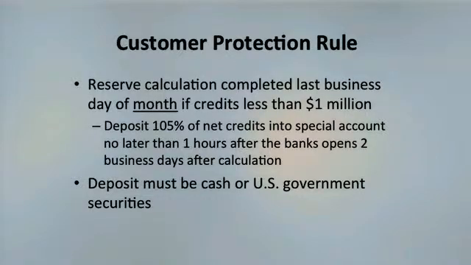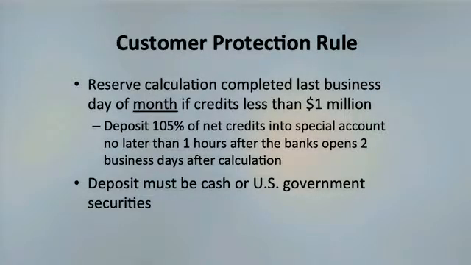Now, the reserve calculation is completed on the last business day of the month, not weekly, if the net credits would be less than $1 million. So we would offset the money that we owe to our customers versus the money that is owed to us by our customers. We'd offset those two numbers. If we end up with net credits less than $1 million, then we could do this reserve calculation not weekly but monthly, and it will be on the last business day of the month.